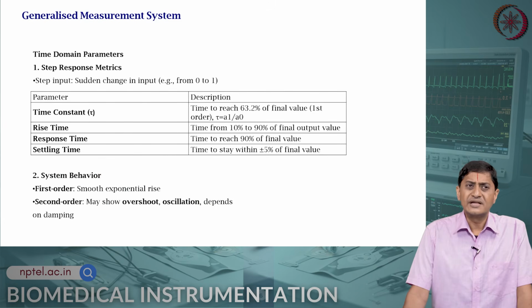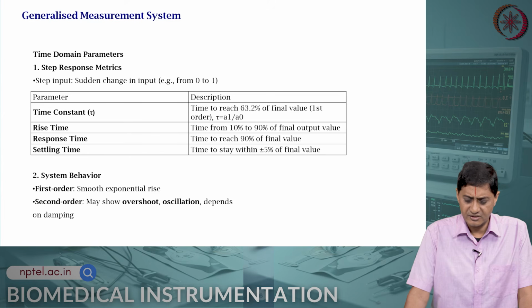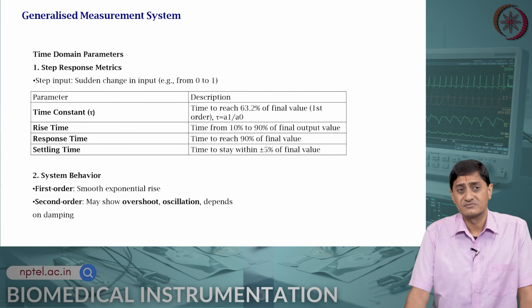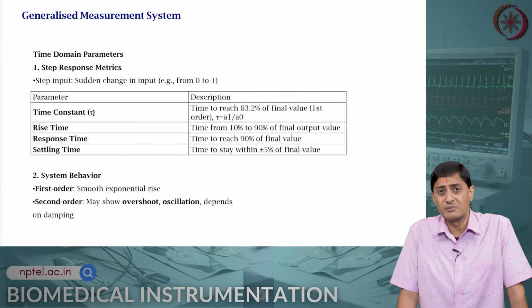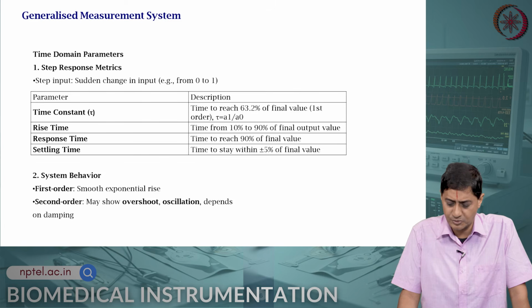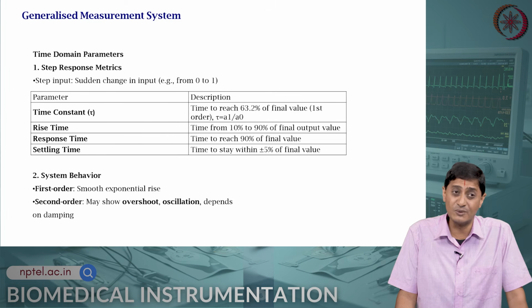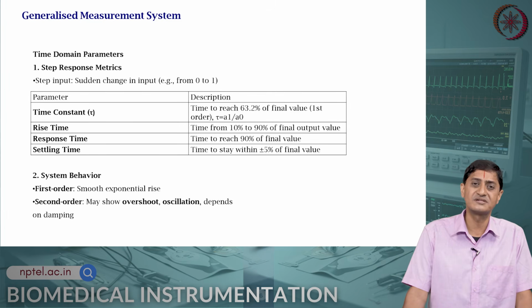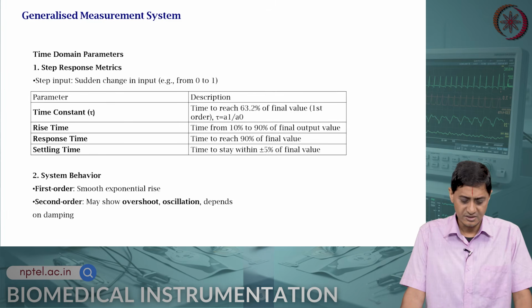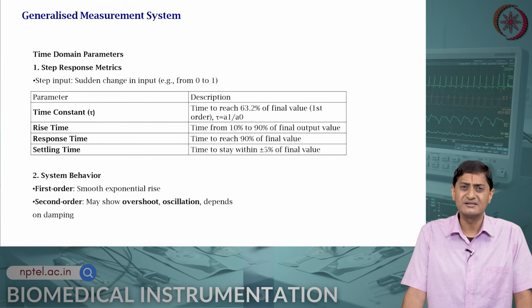Right. And in the time domain, step response matters. A sudden change in input from 0 to 1, for example, will cause what? The output. A critical time domain parameter is the time constant: the time to reach 63.2% of the final value, for the first order, this is A1 by A0. Rise time is the time it takes for the system to go from 10% to 90%. Response time is the time to reach 90% of the final value, and settling time is the time to stay within plus or minus 5% of the final value. These are called time domain parameters.